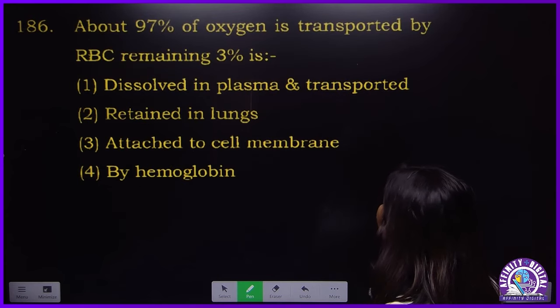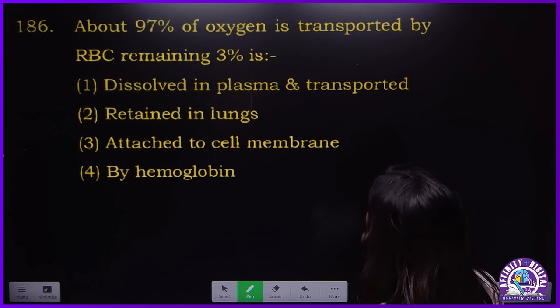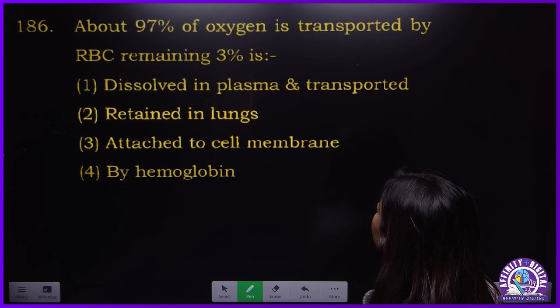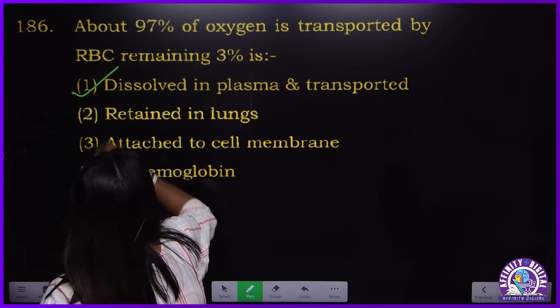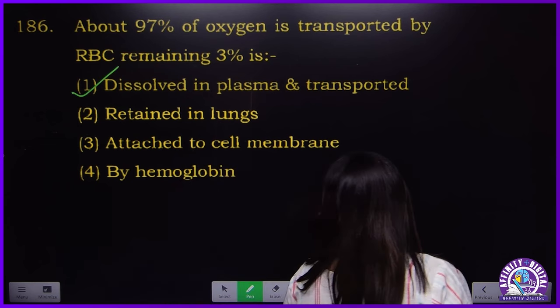About 97% of the oxygen is transported by RBC and remaining 3% is what? It is dissolved in plasma and transported.